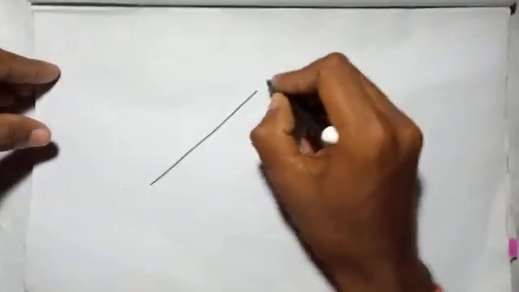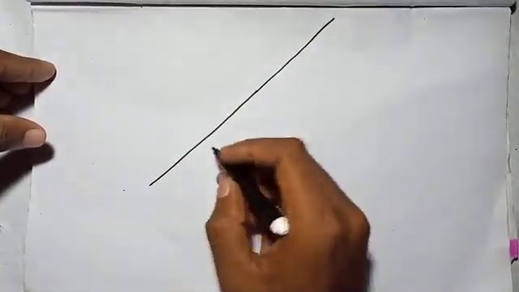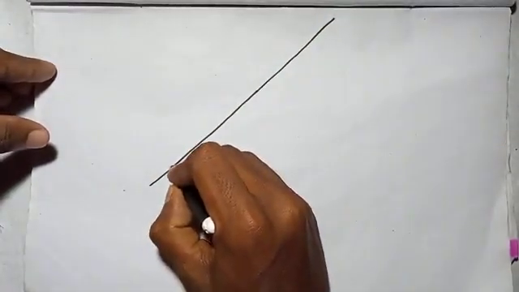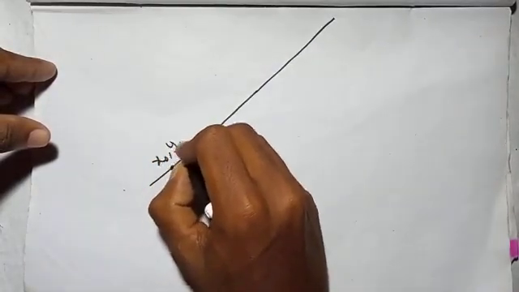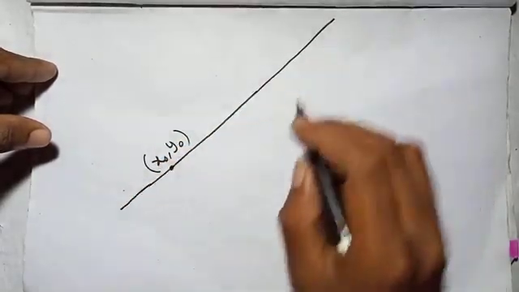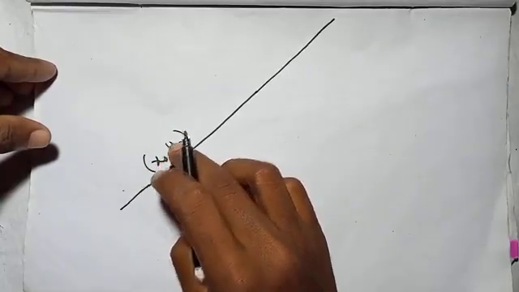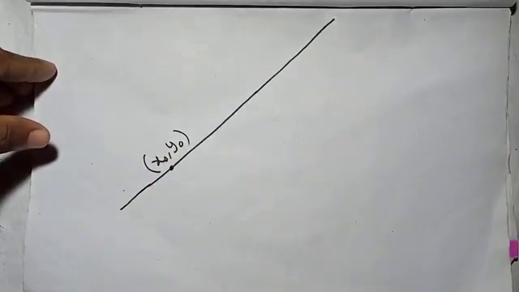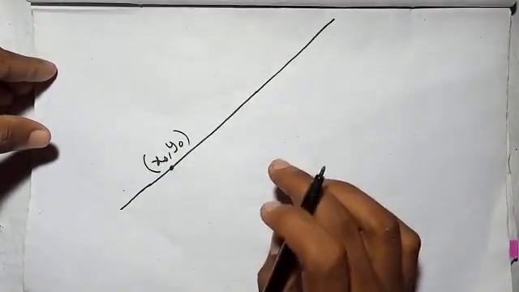So let's say I have a straight line like this, and here is a fixed point. Let's say its coordinate is given by x naught comma y naught. So I have a straight line and a fixed point whose coordinate is given by x naught comma y naught.